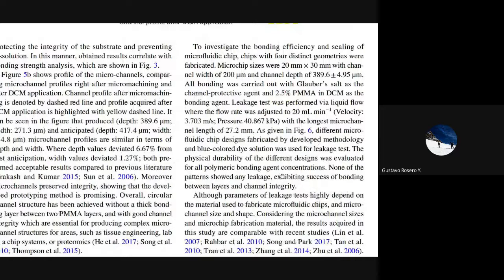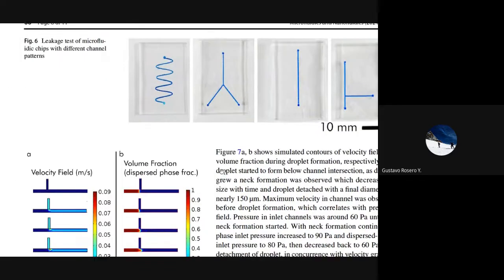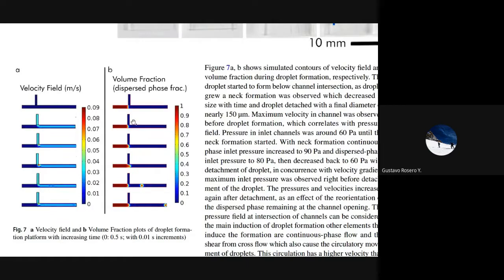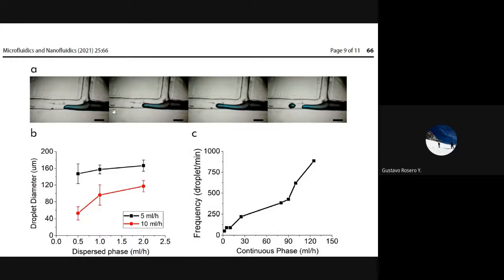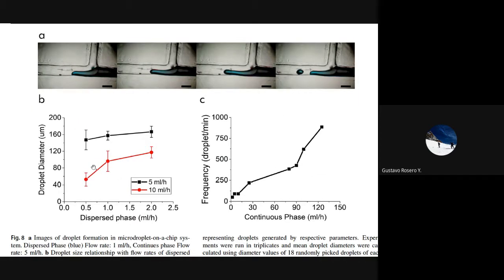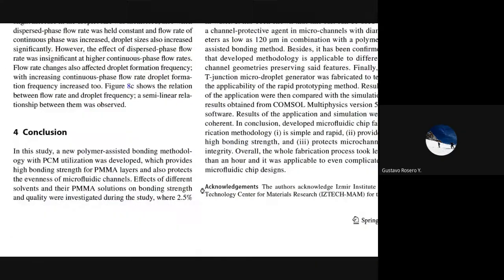Okay, these are the different structures that they made with this technique, and they performed the simulation in order to get the best volume, and also in order to form the micro droplets. And this is the application. This is how it looks, the micro droplets. These are two different flows that they use, and this is the frequency of drops that they obtained. Okay, this is all. Thank you.